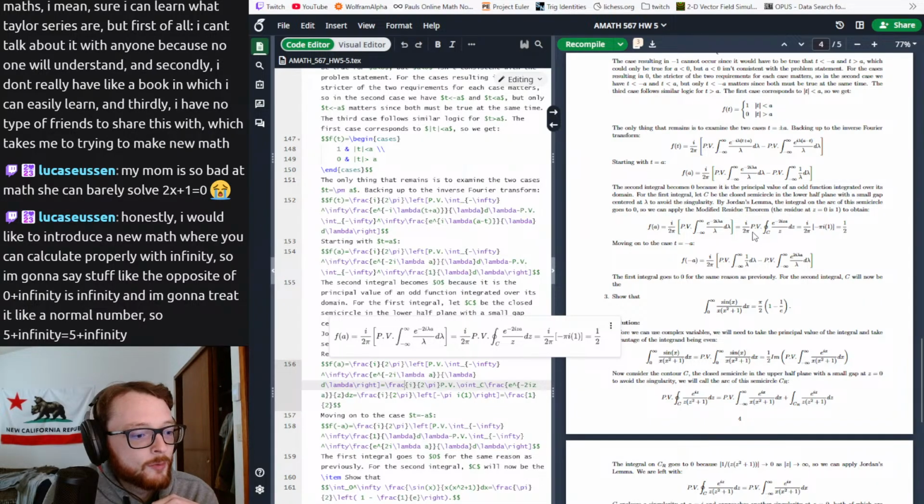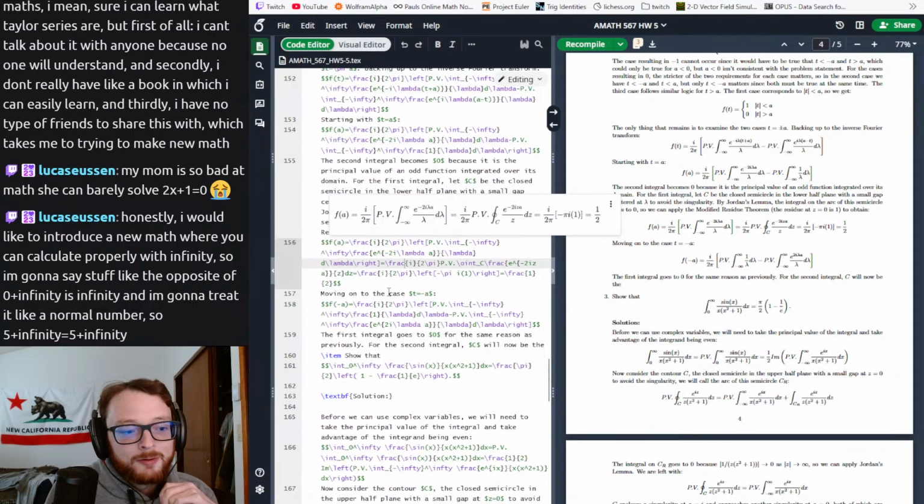Honestly, I would like to introduce a new math where you can calculate properly with infinity. So I'm going to say stuff like the opposite of 0 plus infinity is infinity. I treat it like a normal number. Oh, okay. Like that sort of comes up in analysis and measure theory, where in some ways you treat infinity like a number. It's not quite like what you're saying though, so you're definitely making something new there. It'd be interesting if you can make that work.